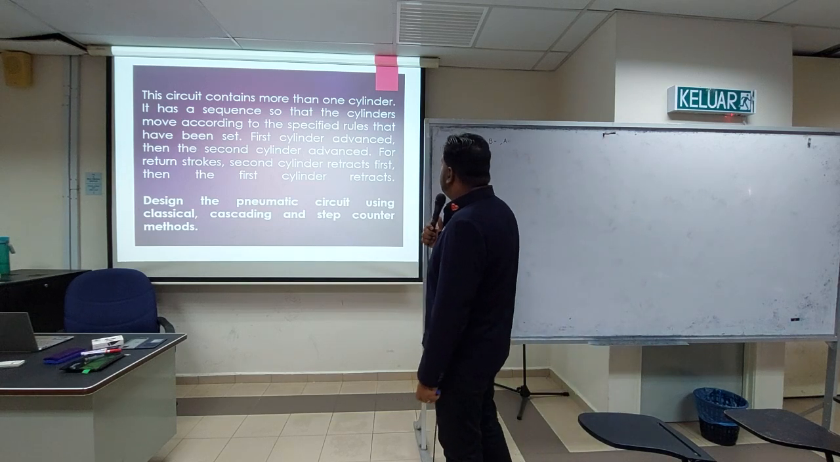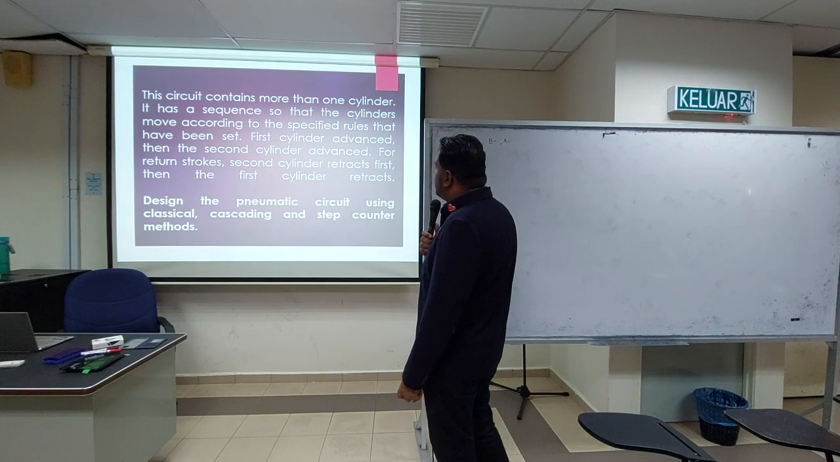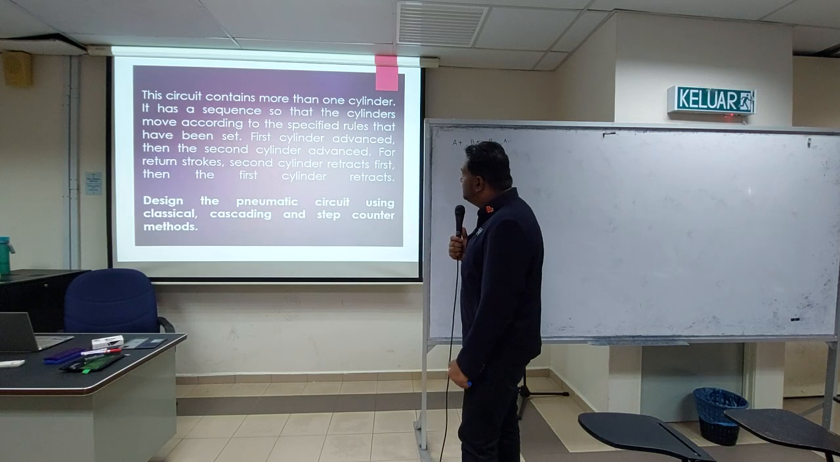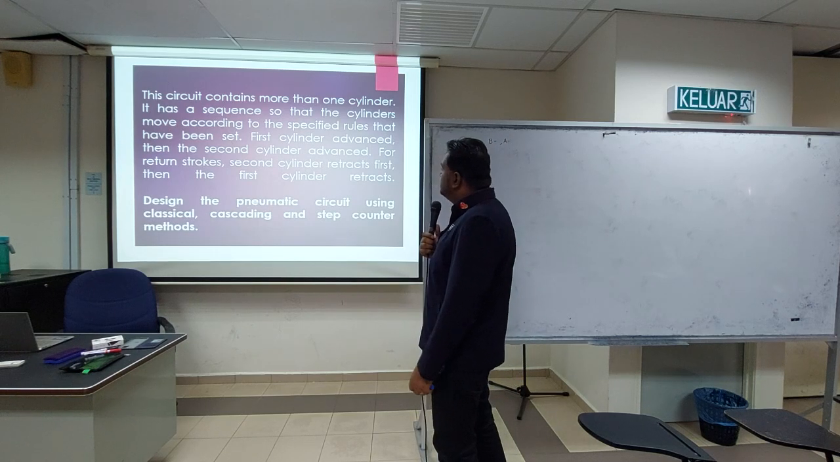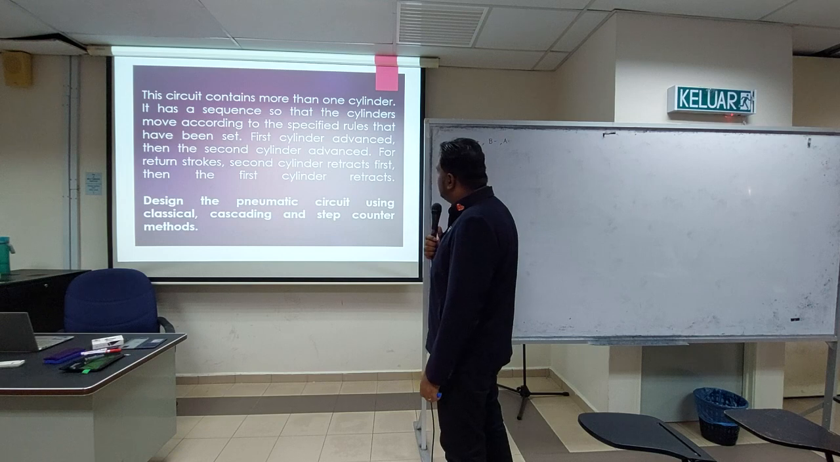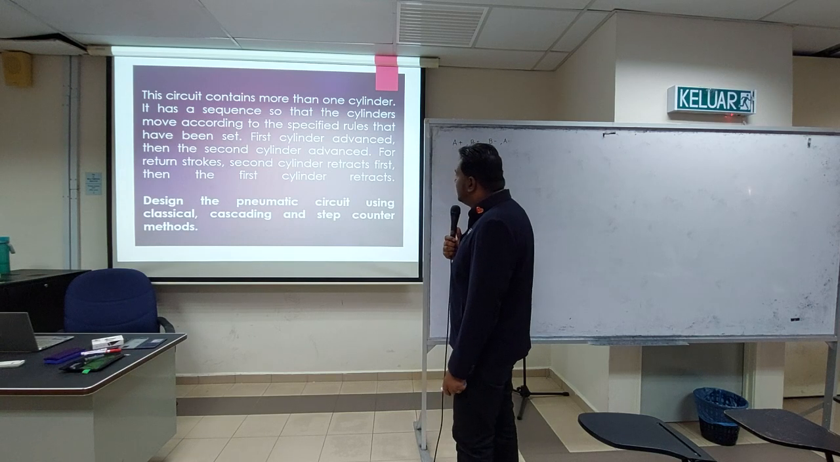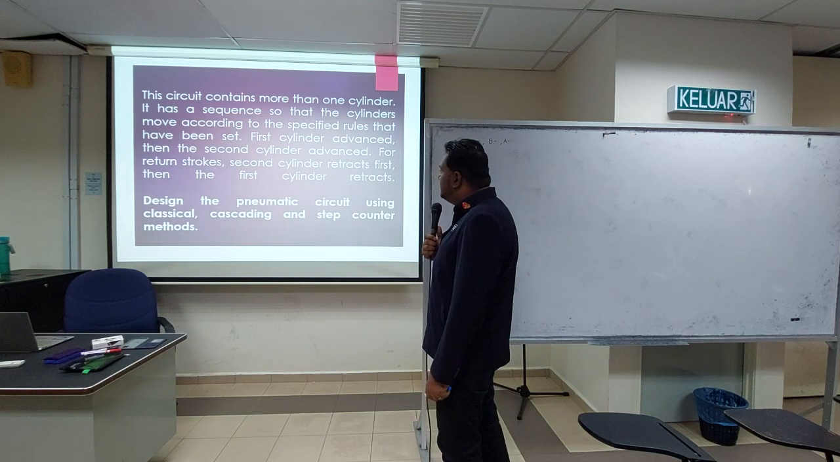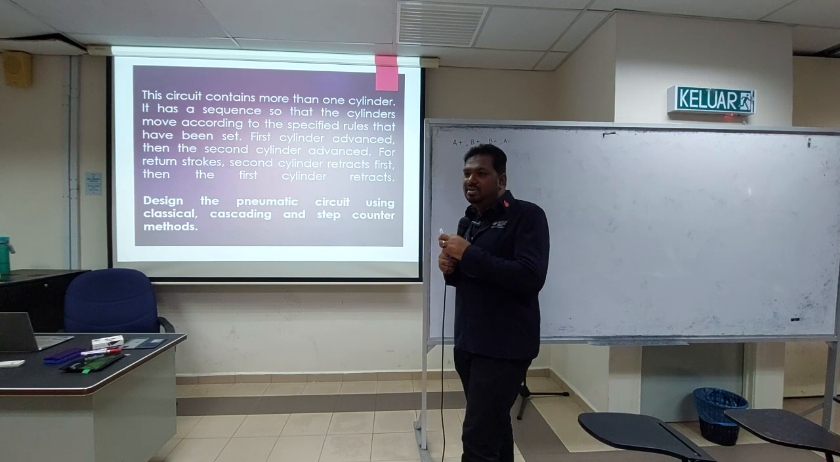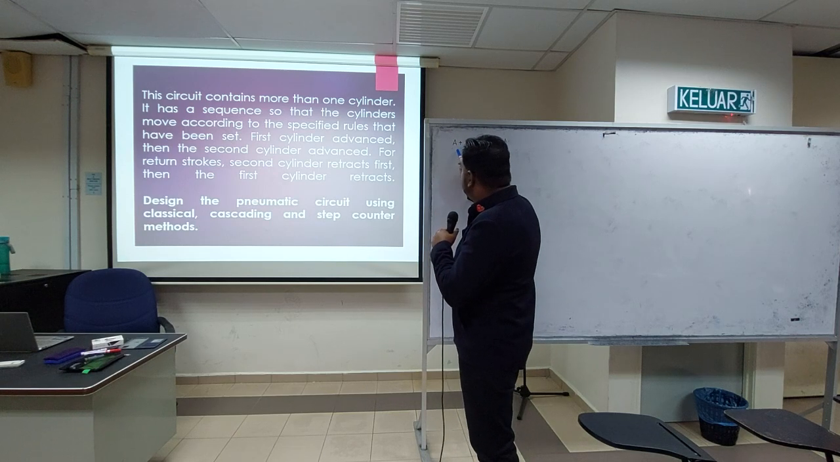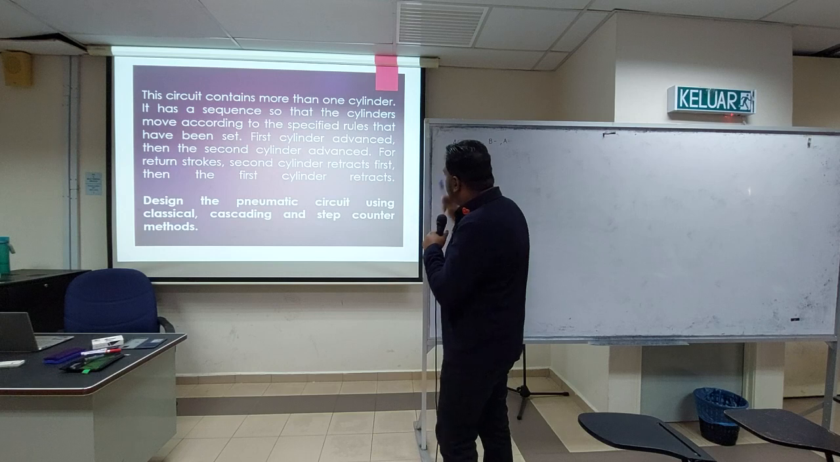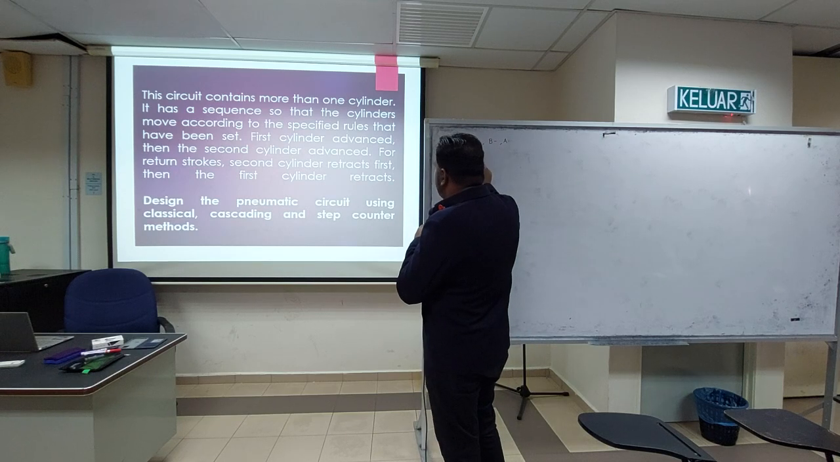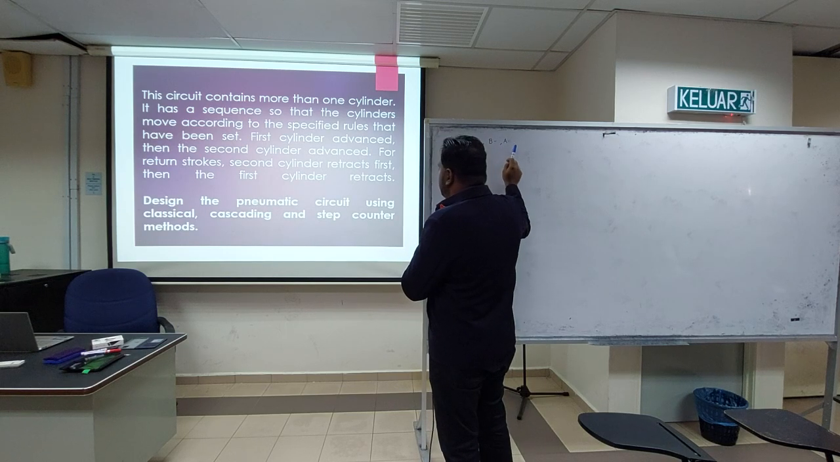Okay, so this cylinder, kita tengok berapa banyak. So it has a sequence so that the cylinder move according to the specified rules that have been set. First cylinder advance, then the second cylinder advance. So first cylinder maksudnya cylinder A lah. Okay, A plus, okay, B plus. For the return stroke, second cylinder retract first, then the first cylinder. So B minus and A minus.